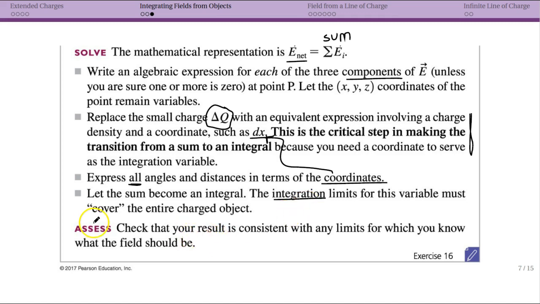Lastly, you want to check your result, and this is going to be hard because frequently the answer is going to be complicated. And that's where we talked about those limiting cases earlier. So you can use a limiting case to actually think through whether your answer makes sense.